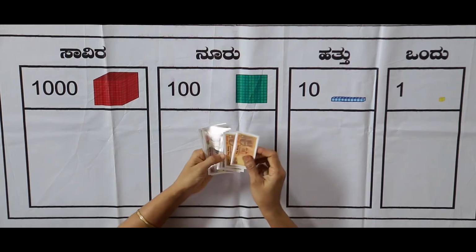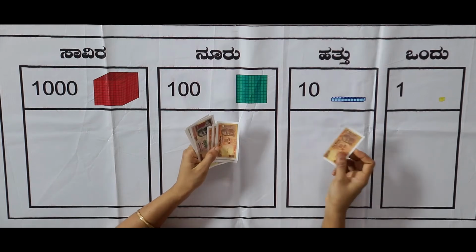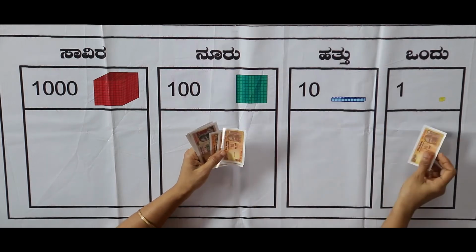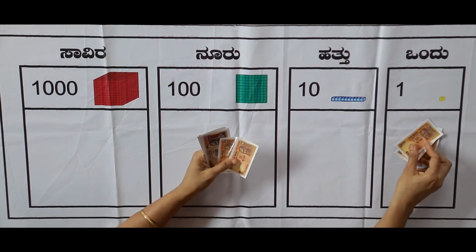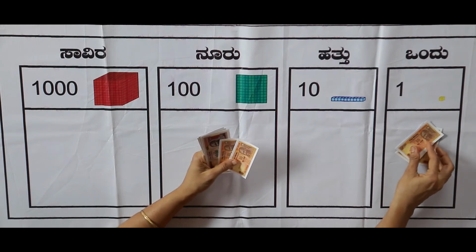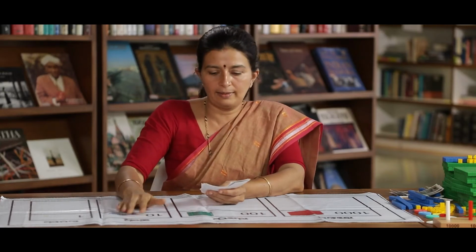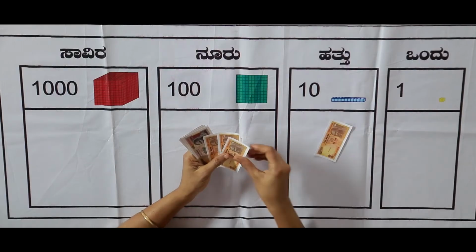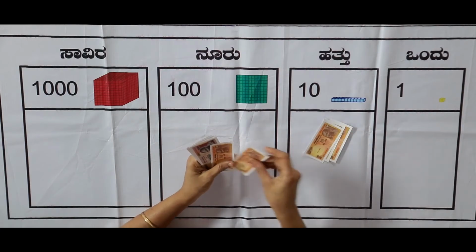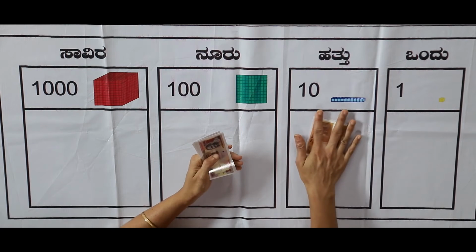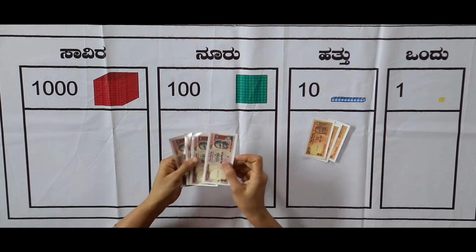What will the children do? We have 10 rupees here. They might keep it in the units place by mistake. But that is wrong. See, this is 10. Is this units? No, it is tens. So, keep it in the tens place. 1 ten, 2 tens, 3 tens, 4 tens, 5 tens. Keep all the tens here.